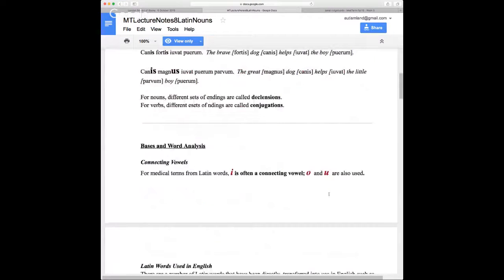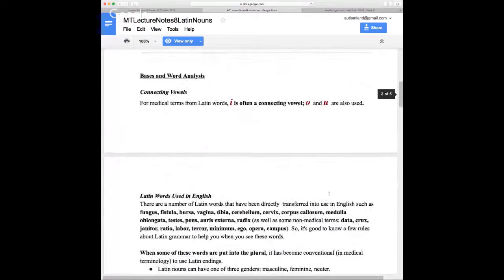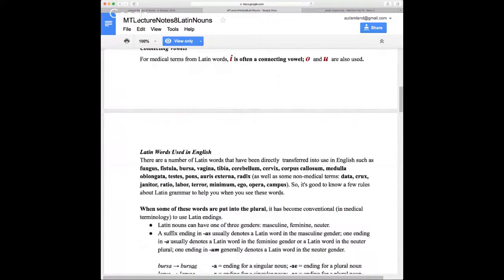Before we get into this grammatical explanation, one reason we have to learn a little bit about Latin grammar is that a number of Latin words are actually used in English, and as a result they still follow some Latin grammatical rules, even though they're used in English. So that is why I want to go over a little bit of Latin grammar with you. These words include some medical terms that I think are probably familiar: fungus, fistula, bursa, vagina, tibia, cerebellum, cervix, corpus callosum, medulla oblongata, testes, the pons, oris externa, radix.